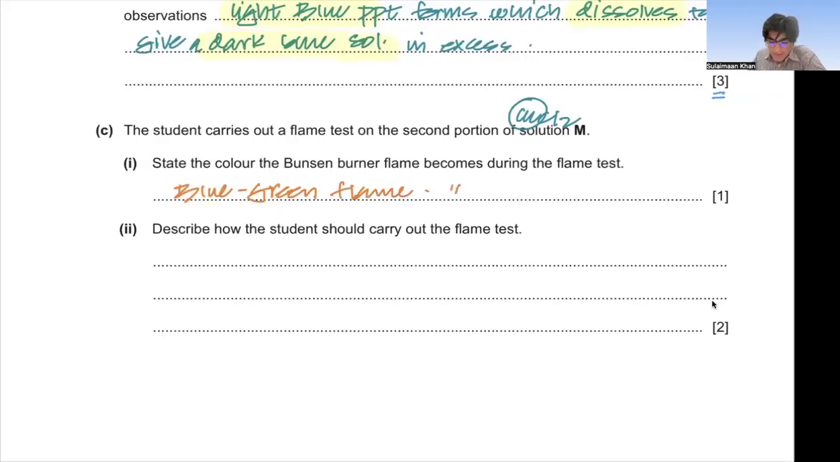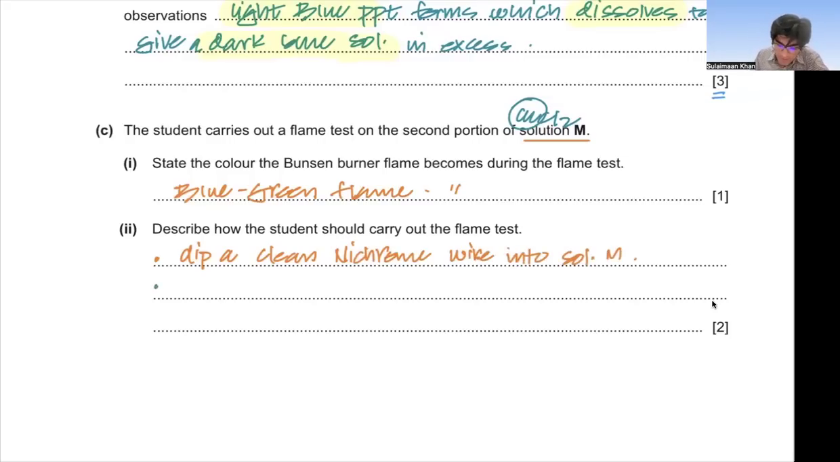Describe how the student should carry out the flame test. How do you carry out the flame test? Pretty easy. Remember, it's a solution. So dip a clean nichrome wire into solution M. And then what does he do?